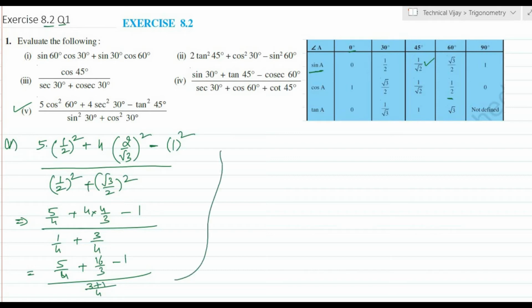Okay, so now 5 by 4. The LCM is 4 into 3, 12. Okay, so 3 5s are 15 plus 4 16s are 64 minus 12, whole divided by 4 by 4, that is equal to 1. So here (15 + 64 − 12) divided by 12. So this will be equal to 67 divided by 12. Okay, this will be the answer.